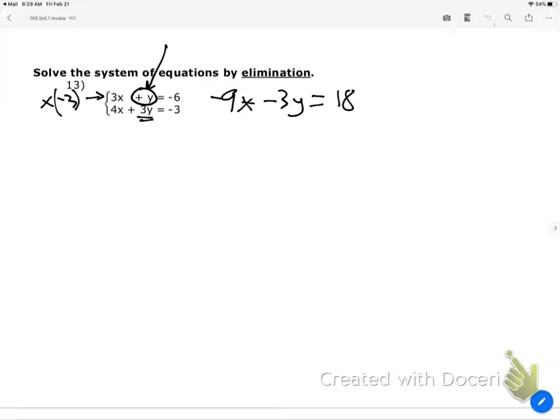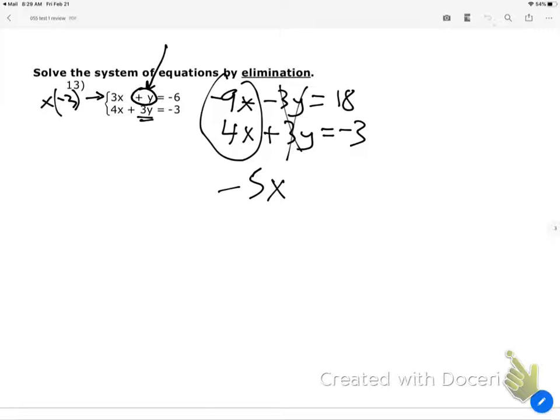So multiply everything by -3. I won't touch the second one. It's 4x plus 3y equals -3. Now can you see they will cancel? Okay, so that's why I multiplied the first one by -3. So the 3y will cancel the -3y. Now add these two together, I get -5x. Add those two together, I get 15. So x equals -3 if I divide both sides by -5.